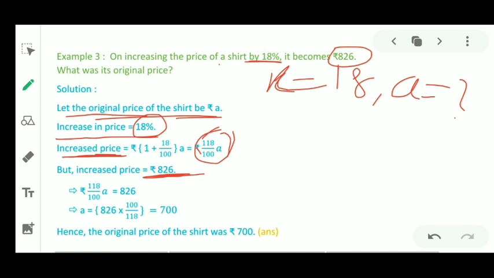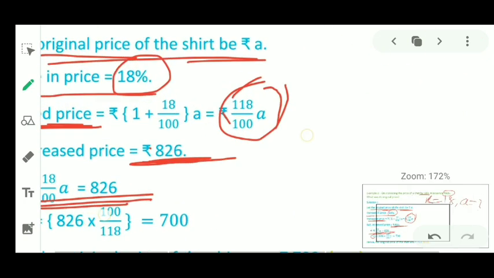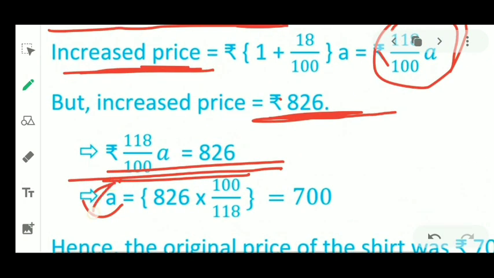So you can write 118A by 100 equals 826. Both are the same. So here we find A equals 826 into 100 by 118. If you bring 118 by 100 from the left-hand side to the right-hand side, then it will become 100 by 118.